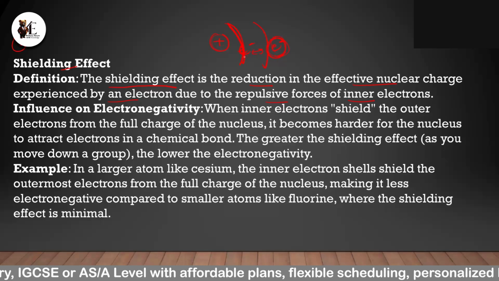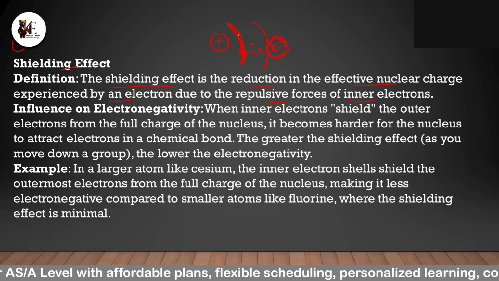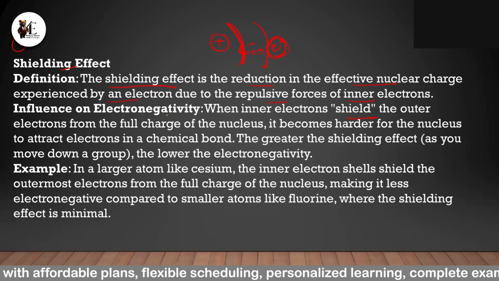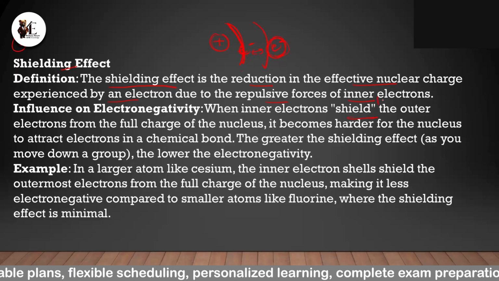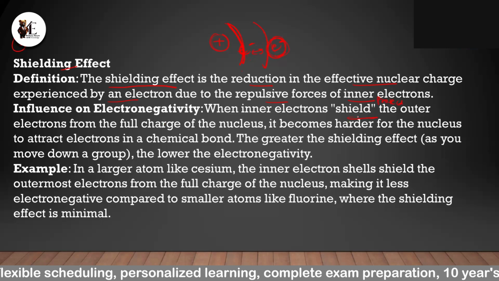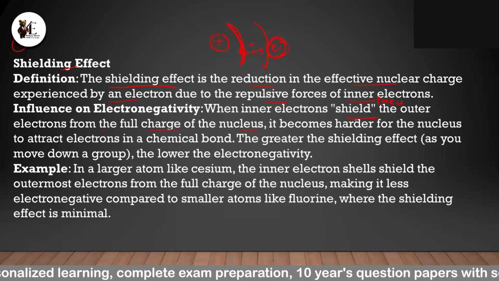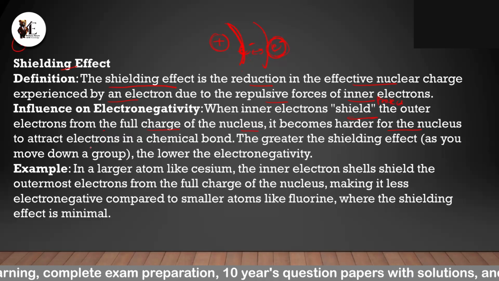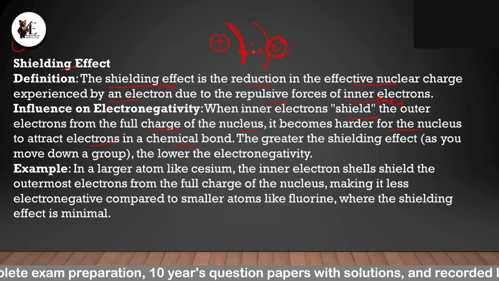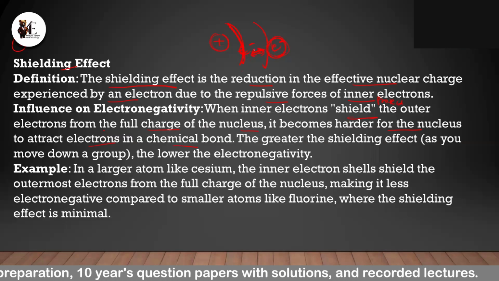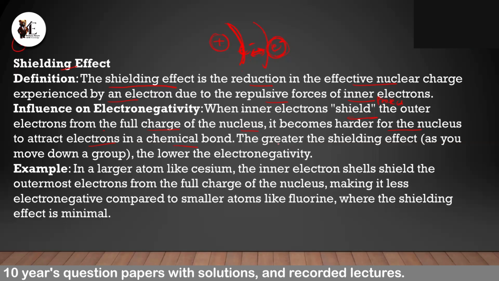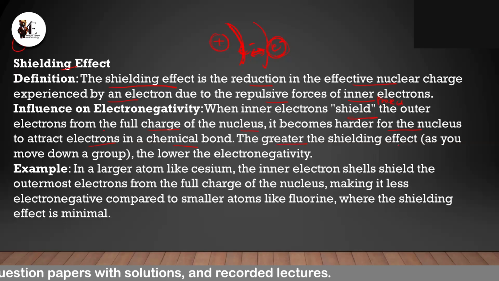And how does it influence electronegativity? When inner electrons shield the outer electrons, and shield means protect, so when inner electrons shield the outer electron from the full charge of the nucleus, it becomes harder for the nucleus to attract electrons in a chemical bond because these electrons are continuously repelling it. So obviously your electronegativity would decrease. The greater the shielding effect, the lower the electronegativity.